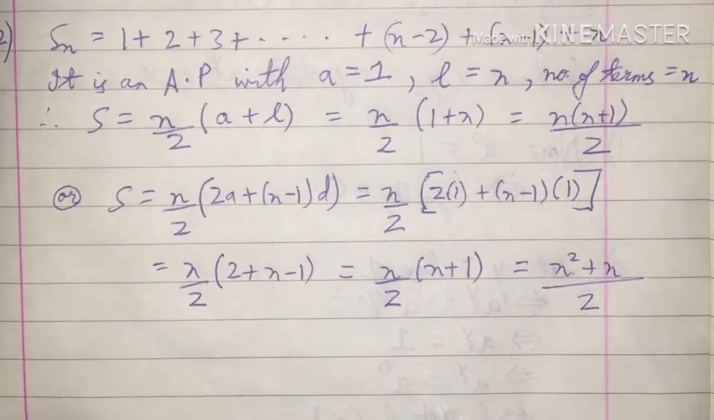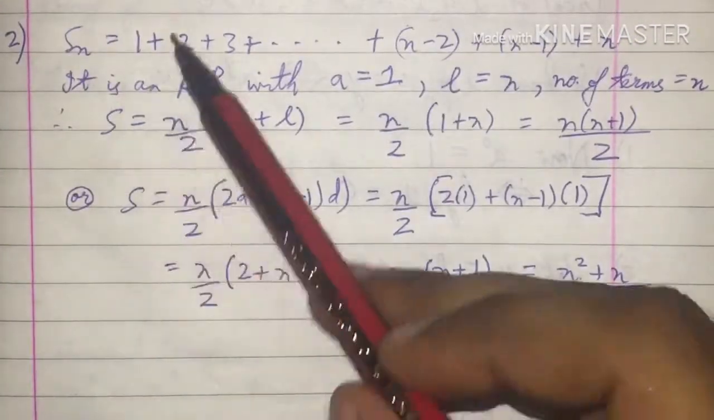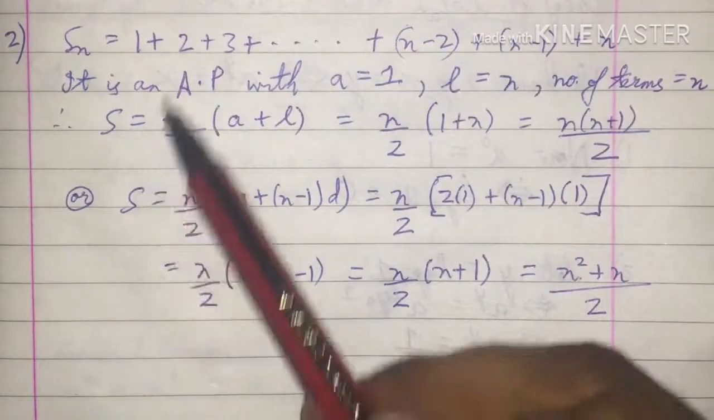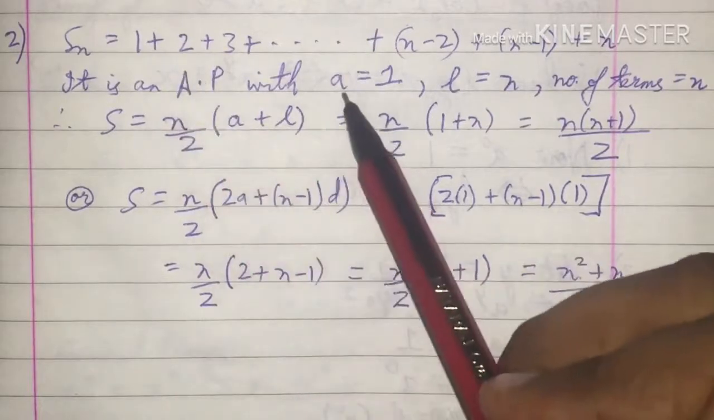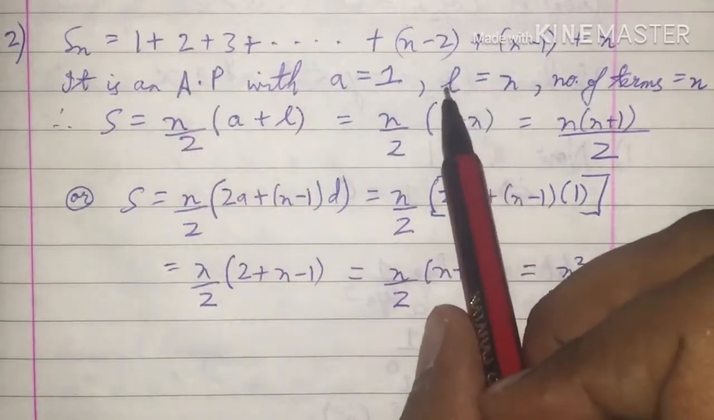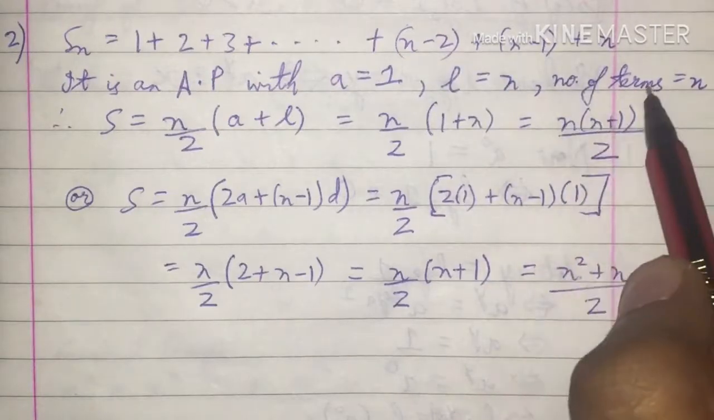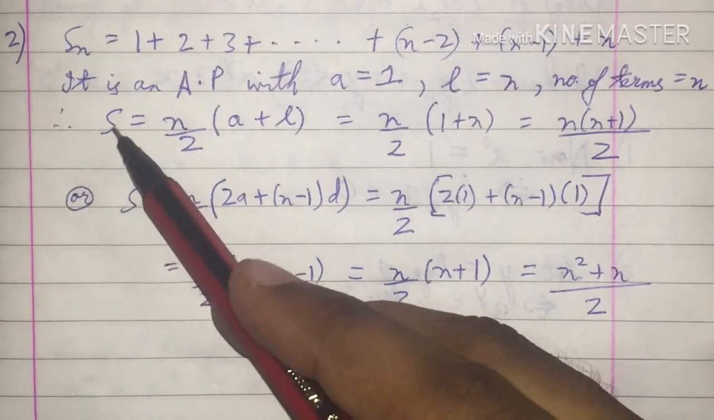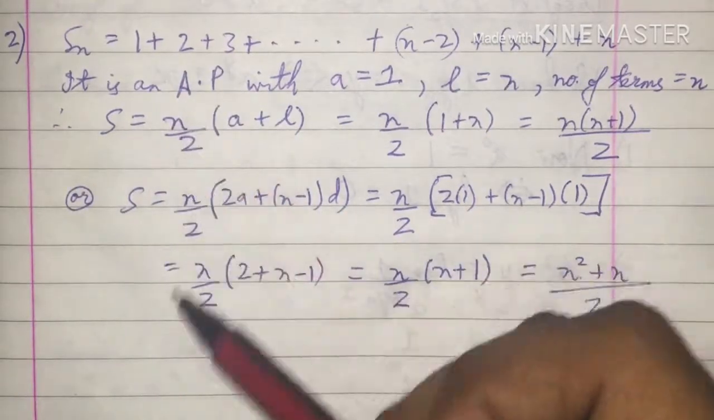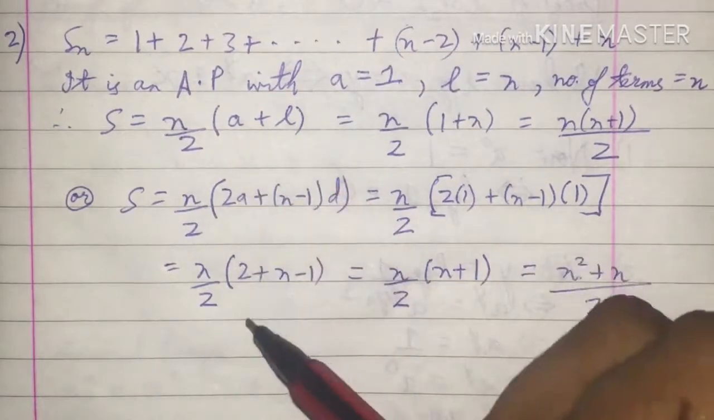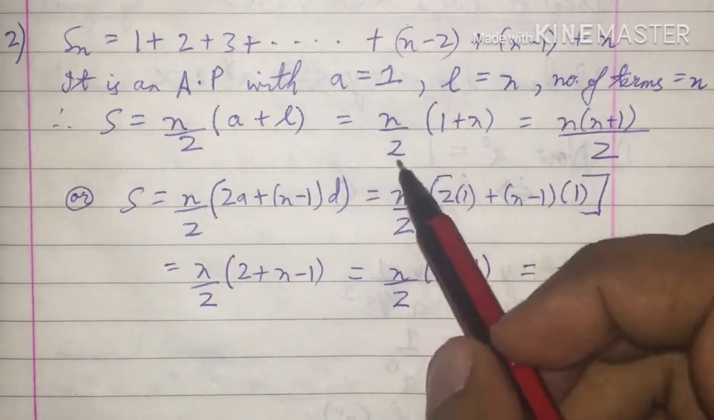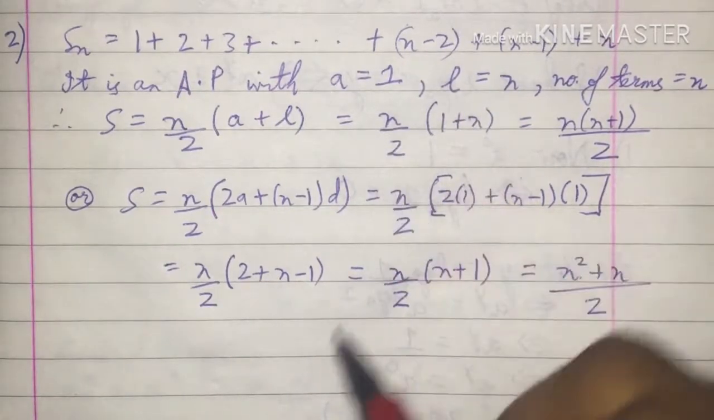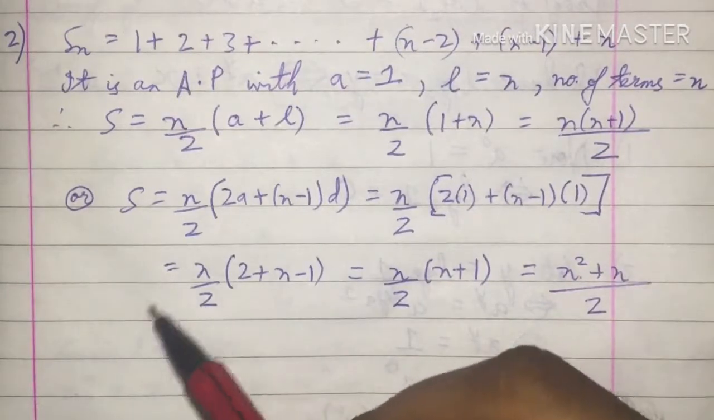Now another proof. Sn is 1 plus 2 plus 3 plus dot dot dot plus n minus 2 plus n minus 1 plus n. Now if you notice, this is an arithmetic progression with the first term being 1, the last term being n, and the number of terms being n. Now we know the sum of the terms of an AP is n by 2 into a plus l, first term plus the last term. So it can be written as n by 2 into 1 plus n. By rearranging this, we can write it as n into n plus 1 divided by 2.